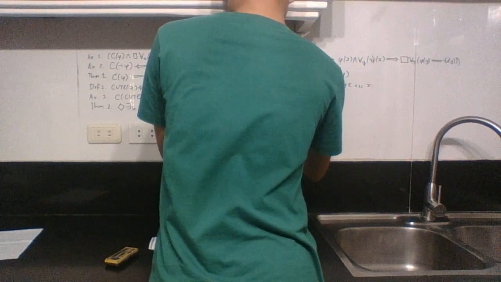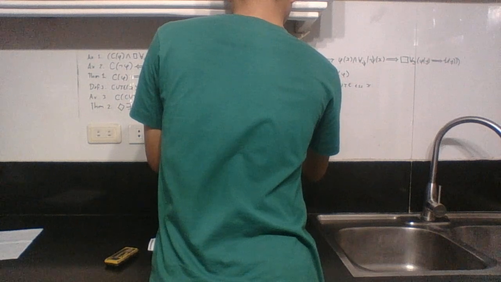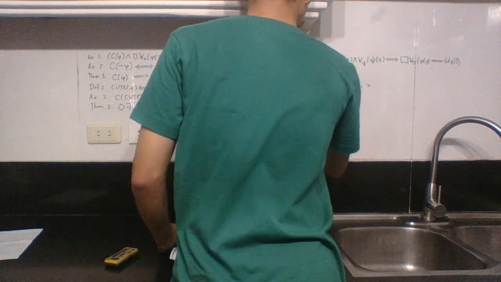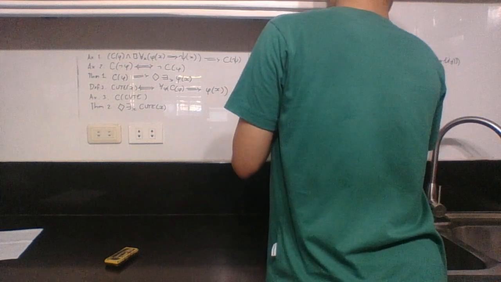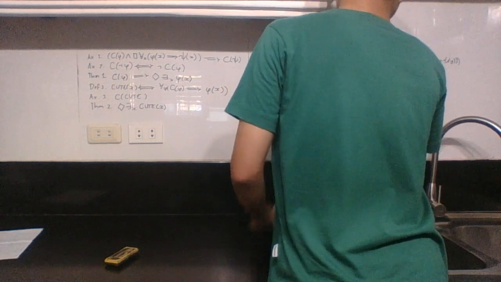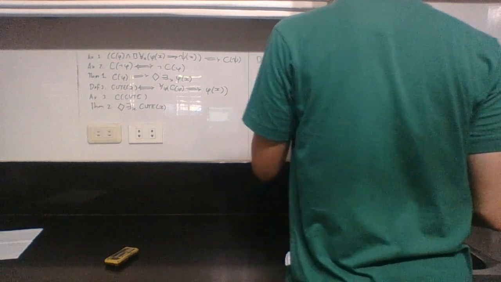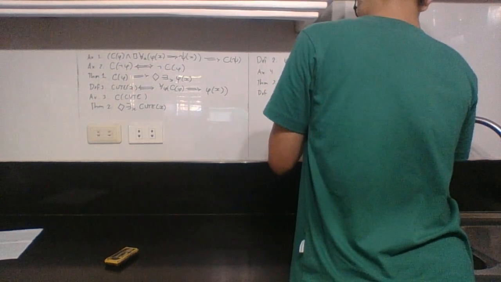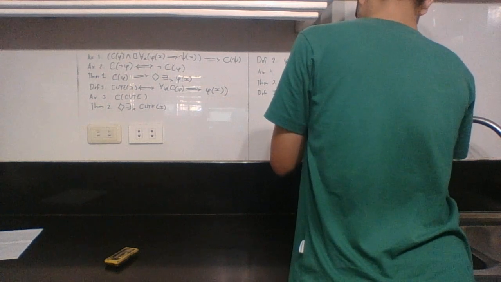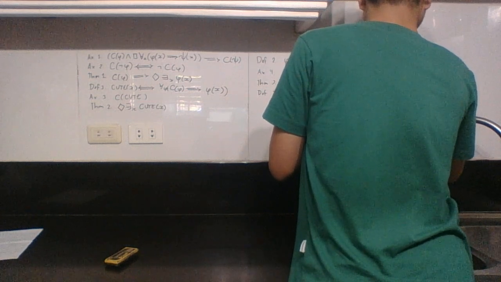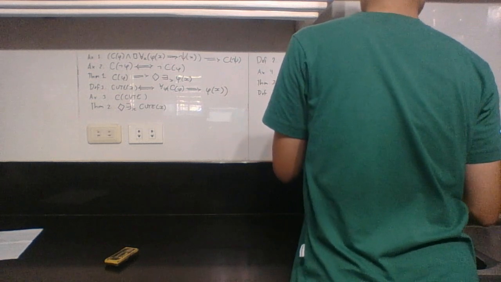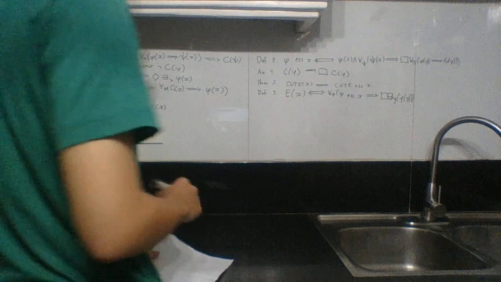In Definition 3, which is the indispensability I told you about a while ago, denoted by U of X: an object is indispensable if and only if, for all φ, φ is the essence of X. So φ being the essence of X implies that it's necessary that for all Y, Y satisfies φ. Okay, that's Definition 3.